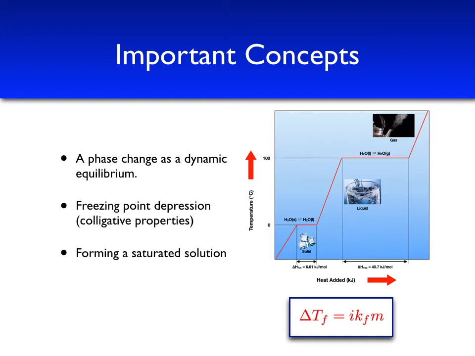Kf is known as the freezing point depression constant and is in units of degrees Celsius per molal. The freezing point depression constant solely depends on the solvent that is part of the solution. Since we're working with water, that constant should be the same for any solution formed in this experiment.